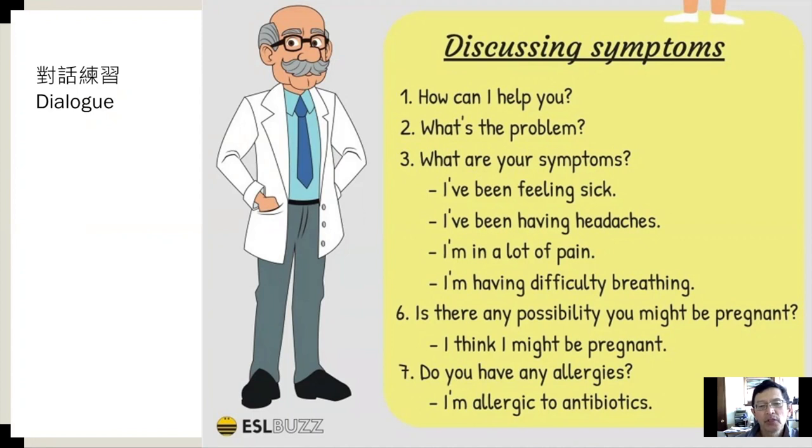Let me show you the new words in this dialogue. I translated these words using Google Translate. So I apologize if I got them wrong. The first new word here is breathing. Pregnant. Allergies. Antibiotics.